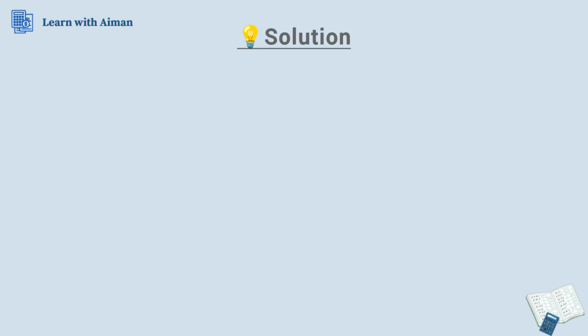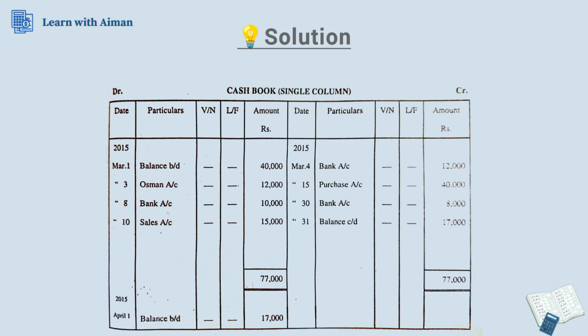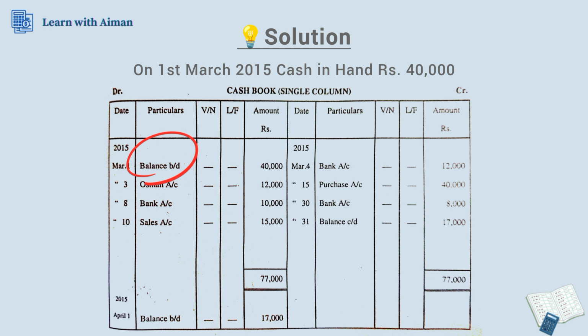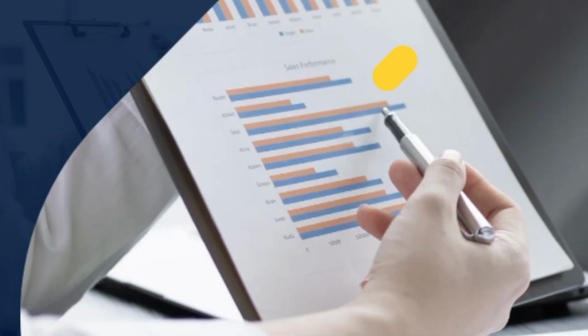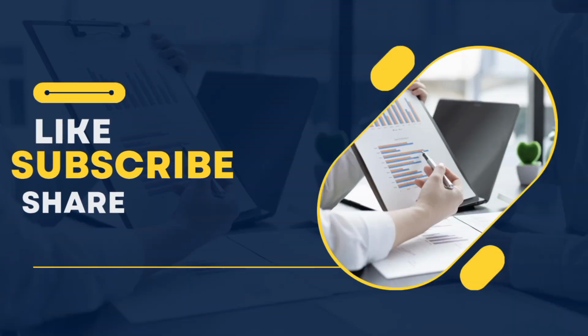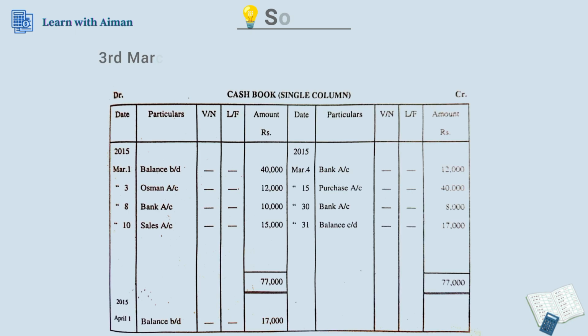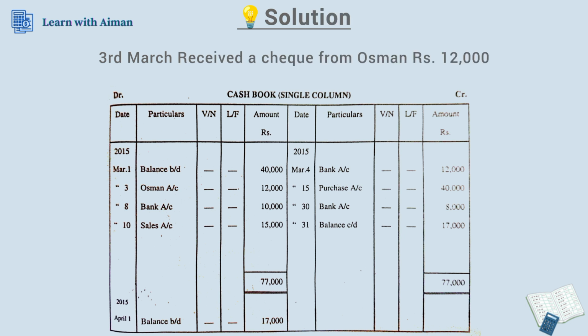Now let's prepare a single column cash book here. Starting from our first transaction, cash in hand and bank balance. We will mention cash in hand as balance brought down on our debit side with rupees 40,000, and we do not mention here our bank balance because we are preparing a single column cash book which is all about cash. Okay, so next, received a check from Usman. It's about a check, but we got money. So on our debit side, we mention Usman account, debit side, with amount 12,000.